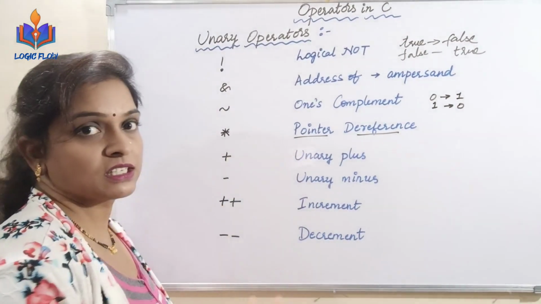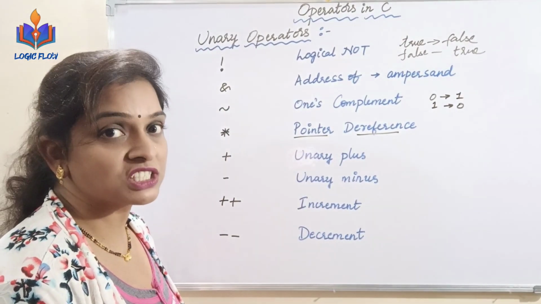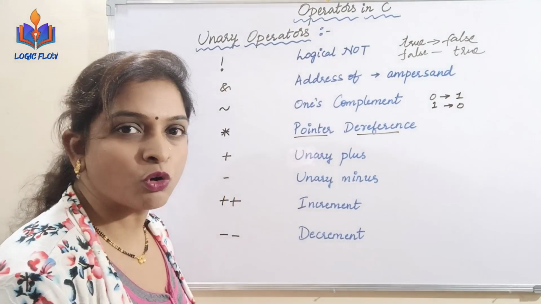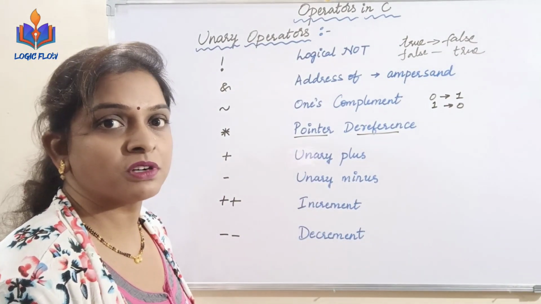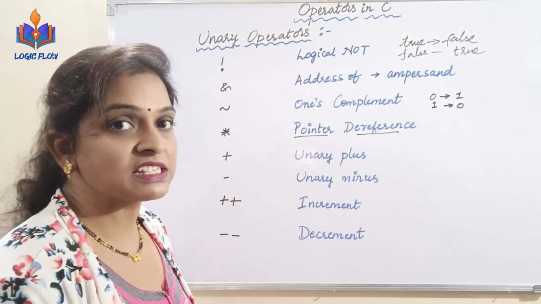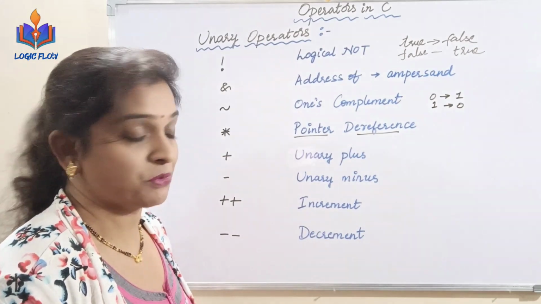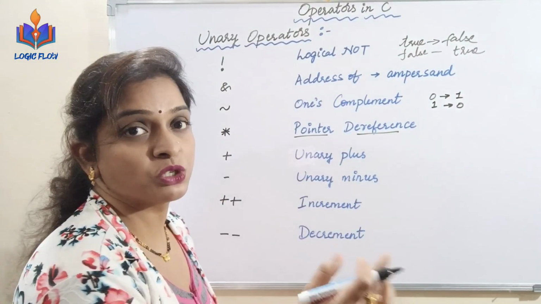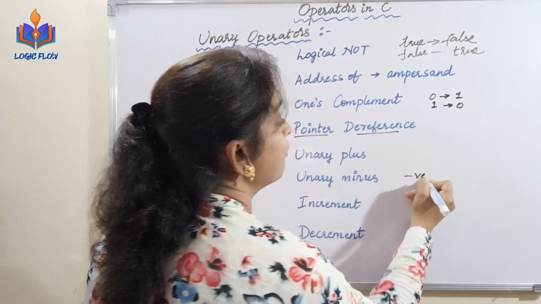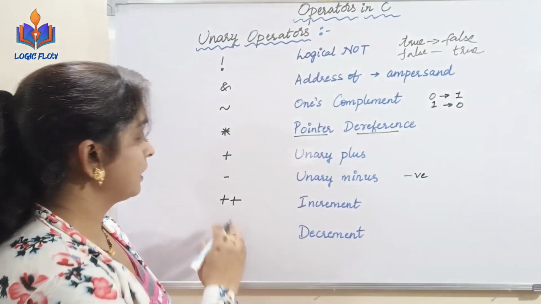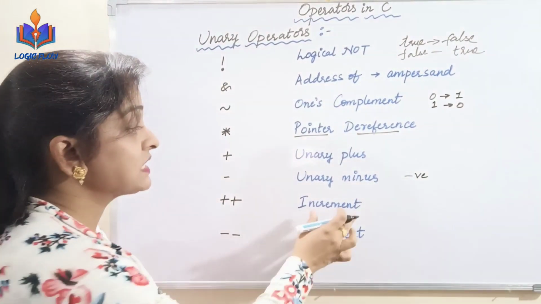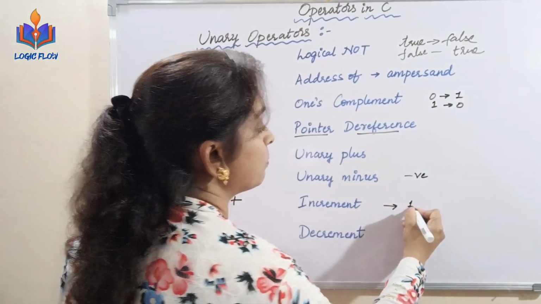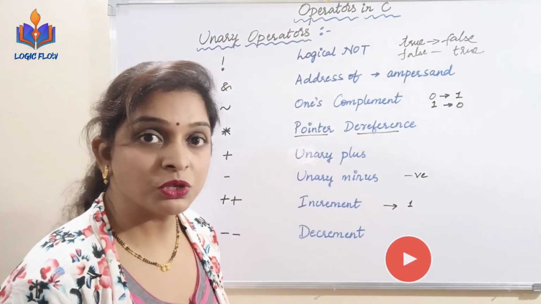Then plus is unary plus, to represent positive numbers. Usually we don't use the plus sign. When positive numbers do not have any sign, they are treated as positive numbers. Minus we use. So we say unary minus to represent negative values. Then plus plus is the increment operator. By default, it increments the value by 1. How to use that?